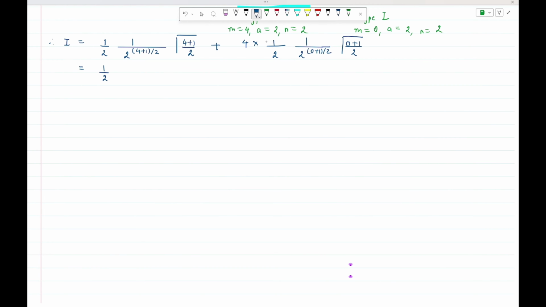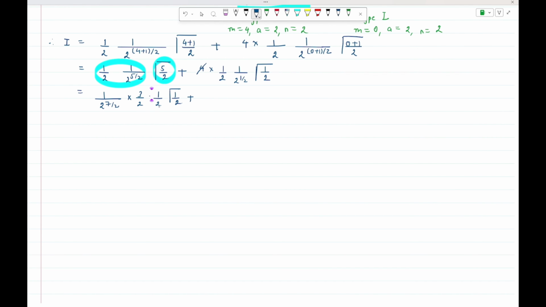So this is half, and over here we'll get 1 over 2 raised to 5 by 2. This is gamma of 5 by 2 plus 4 times 1 by 2, 2 raised to 1 by 2, and then gamma of half. So you can see that this is going to be 1 over 2 raised to 7 by 2, taking the product of these two. Then we'll be applying the recursive property to gamma of 5 by 2. So that is going to give us the first term as 3 by 2 followed by half followed by gamma of half.